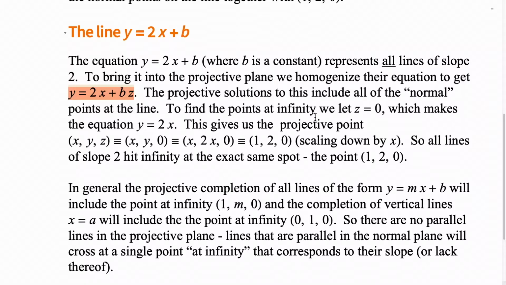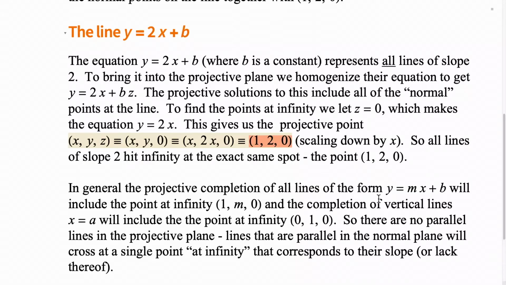To find the points at infinity, again, we're going to set z equal to 0, which takes this equation, and with z equals 0, reduces it to y equals 2x. This gives us the projective point. We started with x, y, z. We knew z was 0. We know y is 2x. And scaling down by x gives us that point 1, 2, 0 again. So all lines of slope 2 are going to hit infinity at the exact same spot. They're going to hit it at the point 1, 2, 0.